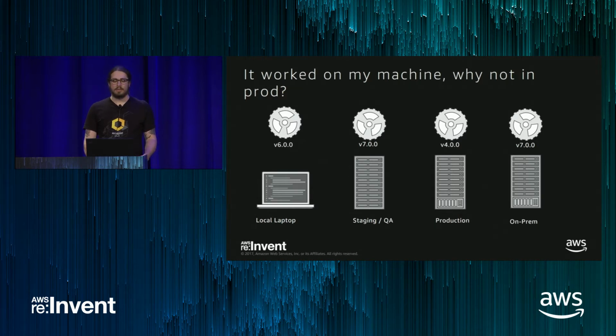So here's an example of an application which is being developed on a local laptop. The developer is running version 6.0.0 of Node.js, and their code runs fantastically. They push it to the staging environment, and on the staging environment, when that environment was set up, it was installed with Node 7.0.0. The code still runs, but then when that code gets promoted to production, there's a machine on that production cluster that's been around for a while longer, and it's actually running Node 4.0, and everything breaks.